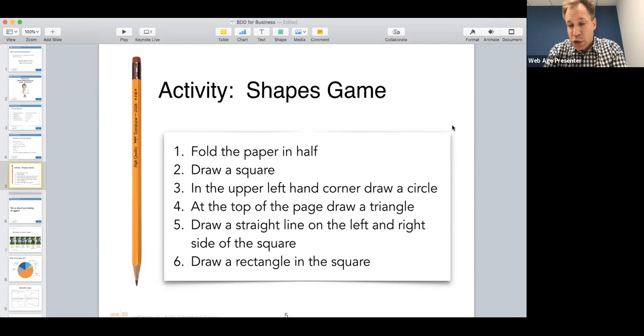Where in the square should the rectangle be? It should be at the bottom of the square and it should be centered horizontally. All right, if there aren't any more questions, then I'm going to let you draw, and then I'm going to share with you what it should look like.